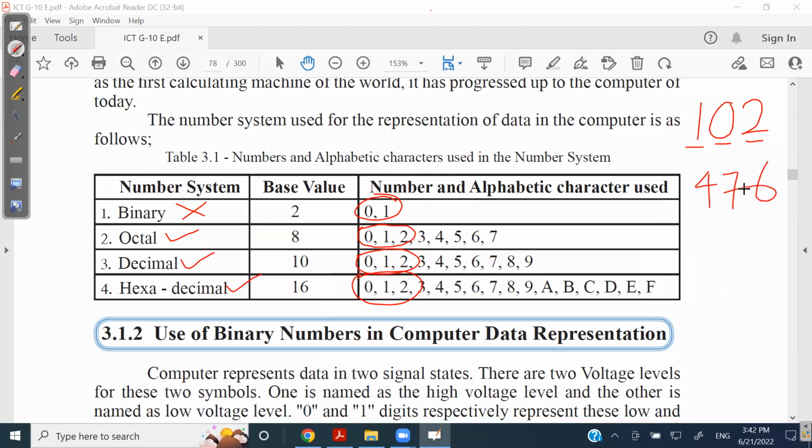476. How about that? Yes, 476. Yes, the same number systems again, right? Very good, very good. Okay, then what about 239? What about that? 239.